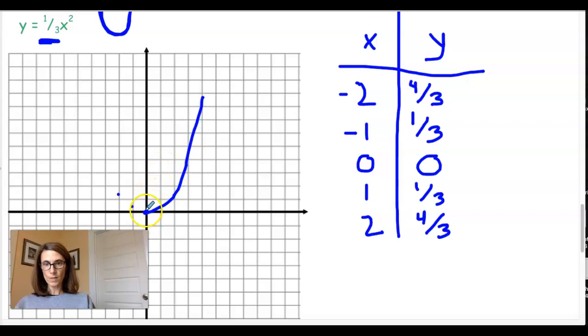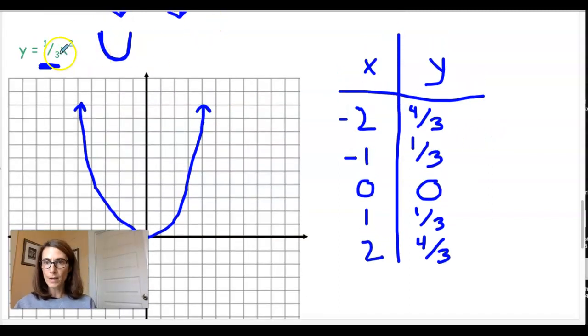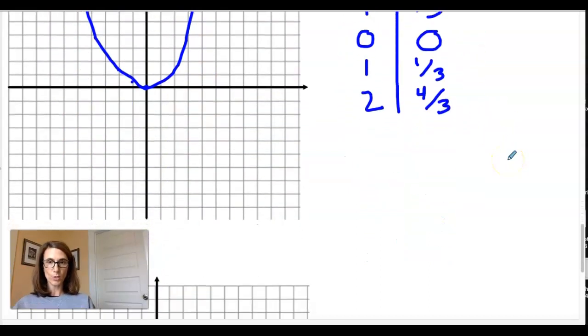And if you notice, when we add a fraction as our coefficient, we get a wider looking parabola than we did with our parent function. So when that a value is less than 1, meaning it's a fraction or a decimal, you will get a stretch, a wider parabola than you would just with the parent function.